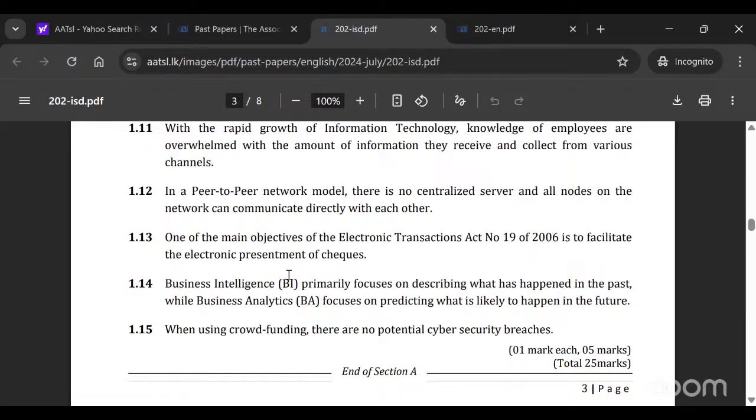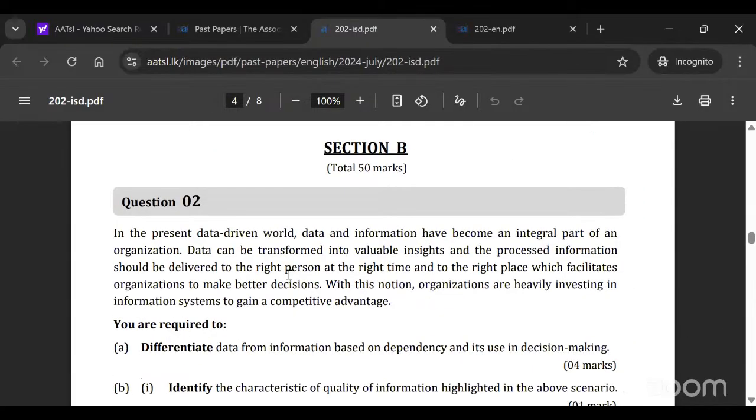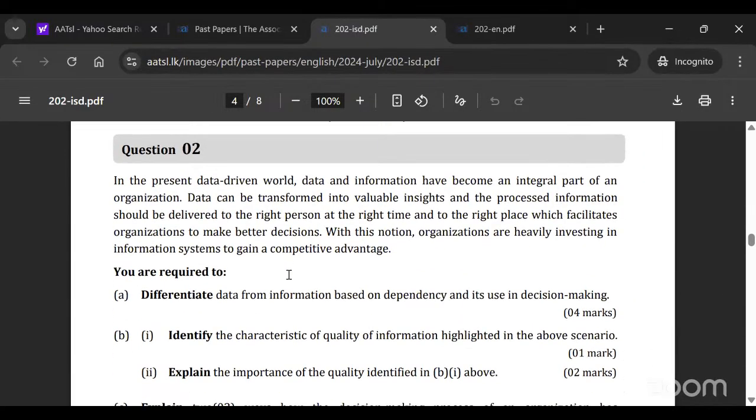Then 114 is correct. Next: when using crowdfunding, there are no potential cybersecurity breaches. Why not? There are many cybersecurity breaches in crowdfunding. Most probably, scamming can take place. Donors' money can be scammed by some parties submitting fake proposals.